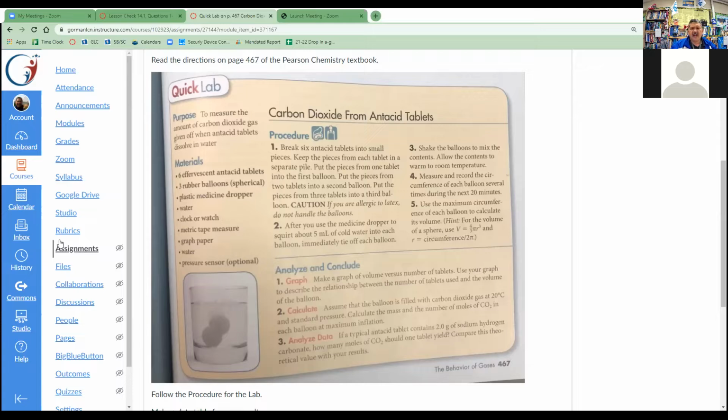You're going to need those antacid tablets, 3 envelopes worth, 6 tablets altogether, and 3 balloons. Then you're going to need a medicine dropper from your chem kit. One looks like this right here. It's a barrel pipette. You need some water, and you need something to time with, so I have my iPhone.